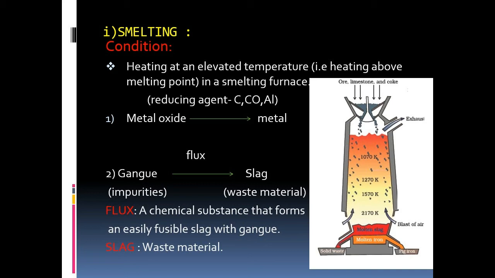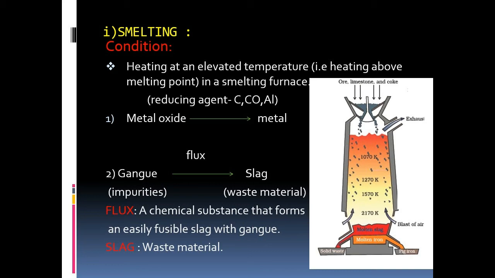In roasting and calcination we will not heat above its melting point, only below the melting point. But in the smelting process we have to heat at an elevated temperature, which means we have to heat the ore above its melting point in a smelting furnace. So look at the picture here. This is the pictorial setup for the smelting furnace. This process is carried out inside that furnace.